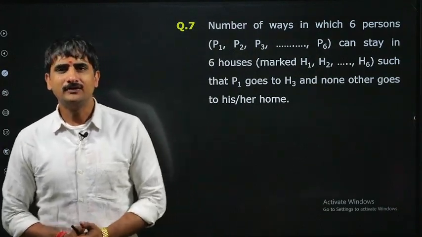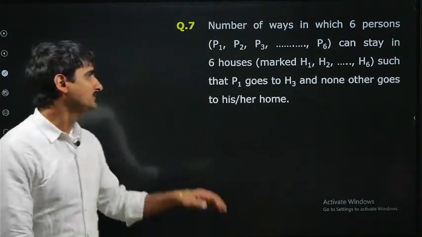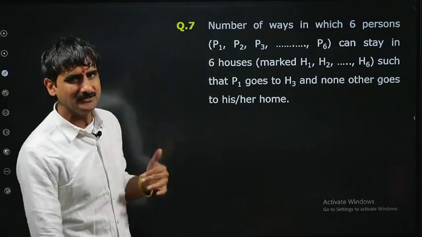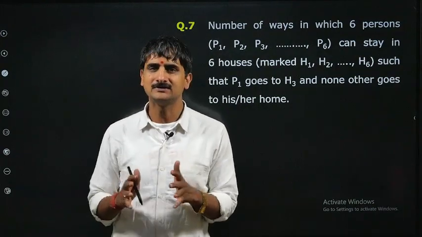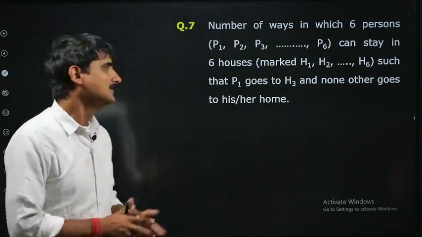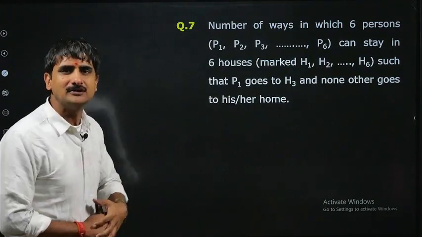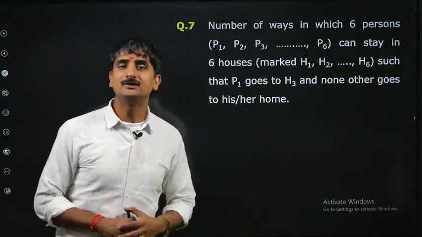So students, now moving ahead with the question of permutation and combination. Again, as I had been repeating again and again, I am trying to cover as many concepts and as many different types of questions as I can. So now read this question and you will find that it's a question of derangement.